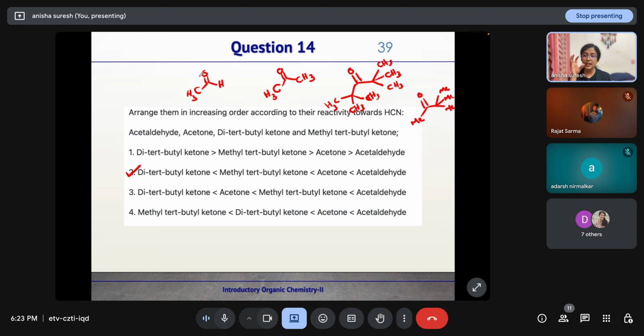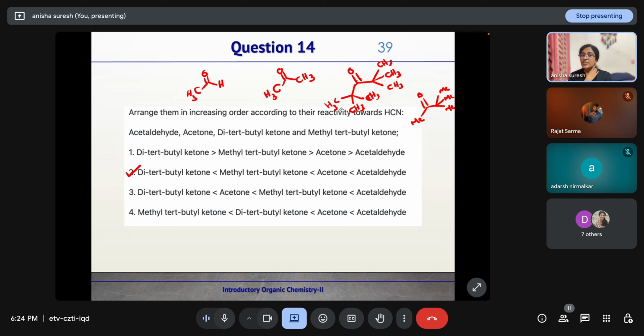Electron donating groups will decrease the electrophilicity of the carbonyl carbon, and hence it will be less reactive towards this nucleophilic addition reaction. So when we consider methyl group, hydrogen and tertiary butyl substituents, this tertiary butyl is more electron donating in nature compared to the methyl group. So when two such tertiary butyl groups are present, that will be more electron donating according to the inductive effect, plus I effect, and that will decrease the electrophilicity of the carbonyl carbon here. So this will be the least reactive. Di-tert-butyl ketone will be the least reactive.